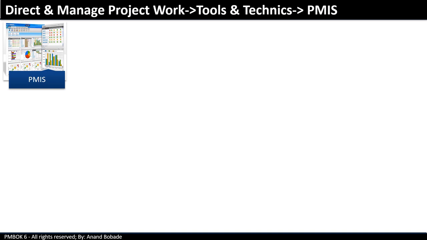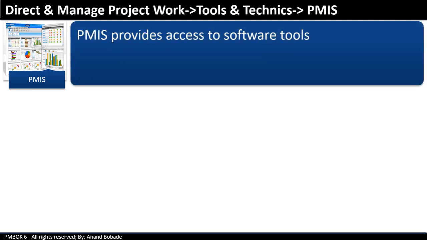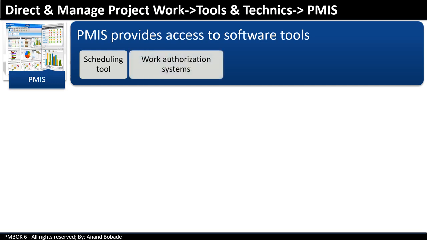Project Management Information System. It is an enterprise environmental factor. PMIS provides access to software tools like a scheduling tool, which helps you to create and maintain the project schedule, for example, Microsoft Project, Oracle Primavera, and a work authorization system. A work authorization system ensures work is only started when formal authorization is given to team members.